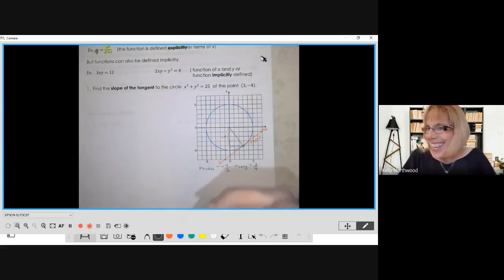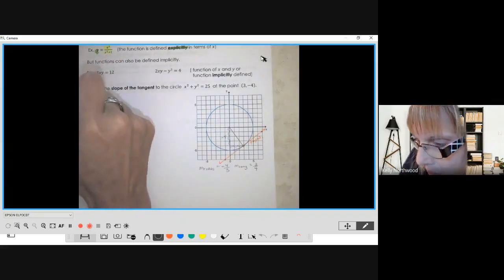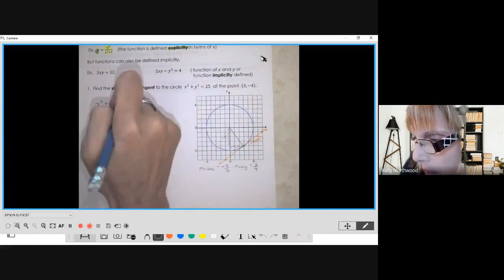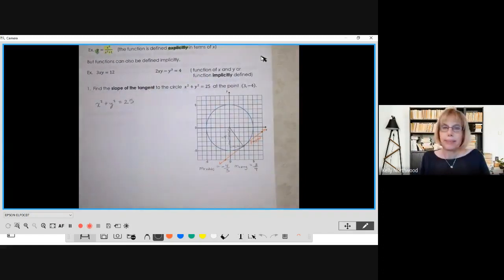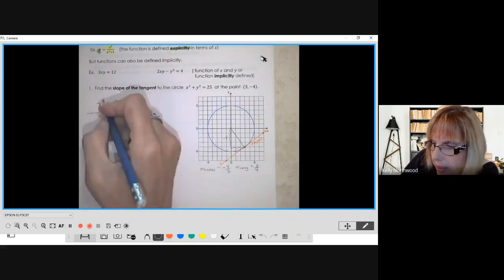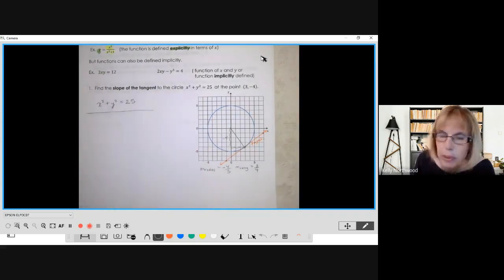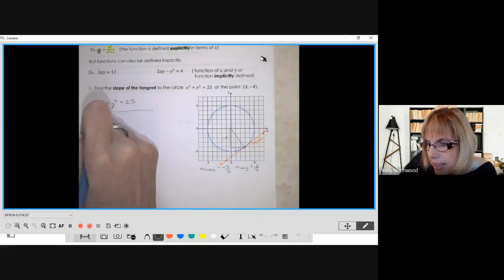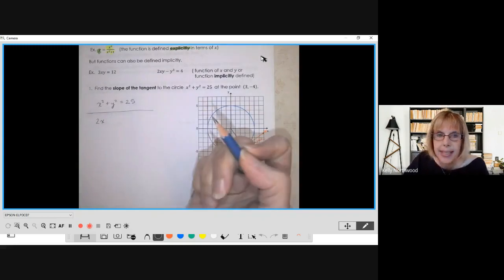This is cool. So here our function is defined implicitly. We have x² + y² = 25. And we're going to dive in. We're going to take the derivative of each of these with respect to x. So if we take the derivative of x² with respect to x, we just get 2x. That's easy.